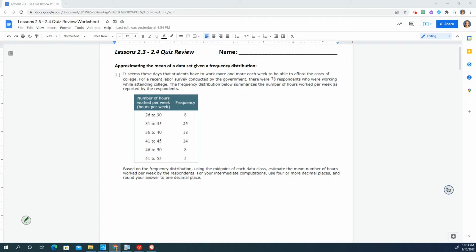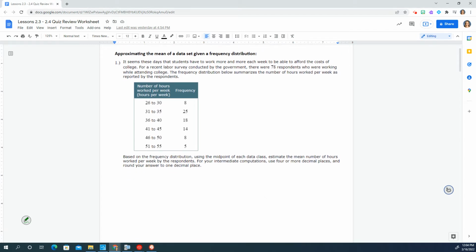Okay, so remember, typically with frequency distributions, they group them into intervals, right? We talked about these. So they're just telling you that there were 8 responses in between 26 to 30. We don't know exactly where the 8 were. They could have all 8 been at 30 hours, okay? Or they could have obviously been sporadic. There were 25 that responded in this interval. So that obviously is going to affect our mean, okay?